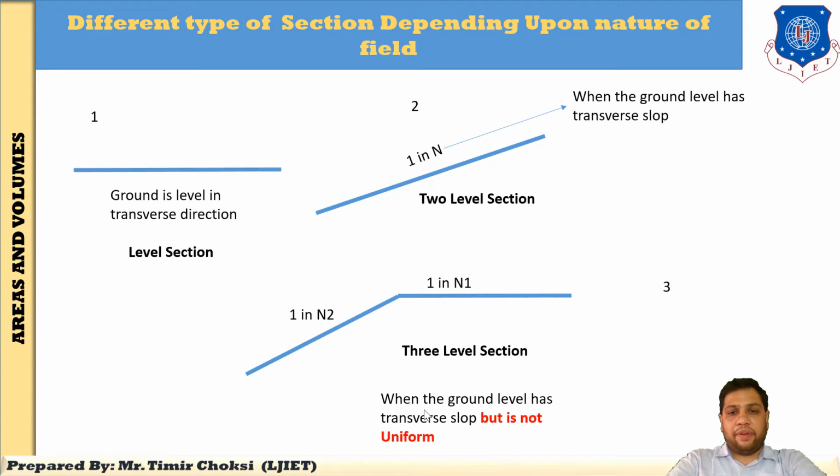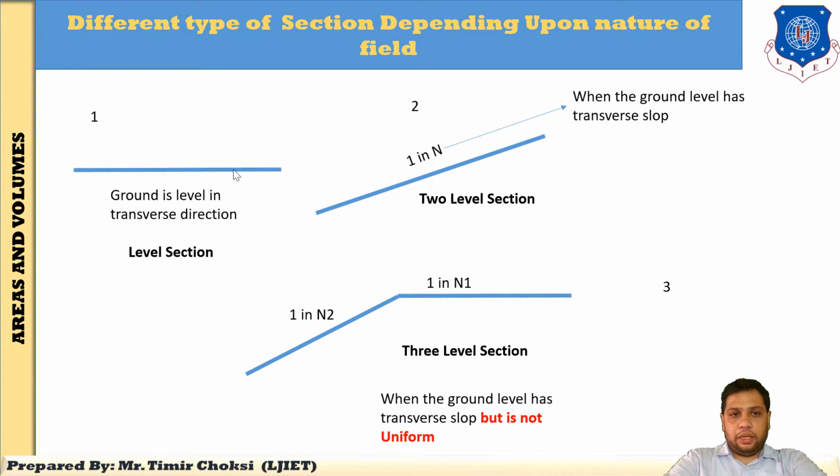Some fields have ground level with a transverse slope, but it is not uniform. This type of condition exists on a field. In this particular syllabus, you have to find the area of only the level section, not the two-level section and three-level section. But I have given an overview of these sections.